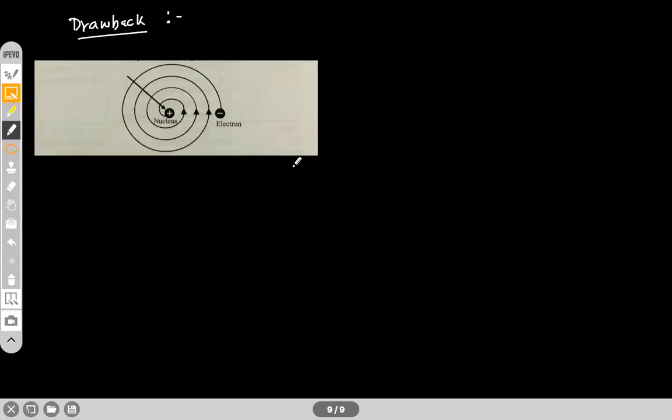The EM laws are not applicable to the model. Who told you this, Kinshuk? From where did you get this? Tell me. What is an EM? These EM laws or what? Electromagnetic laws. What is electromagnetic laws?